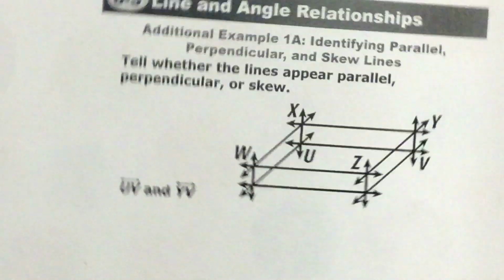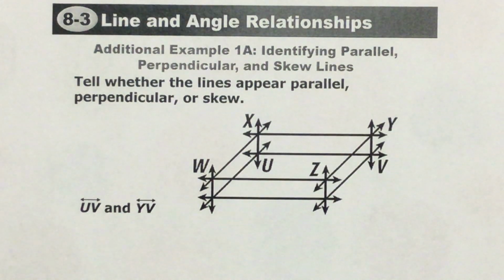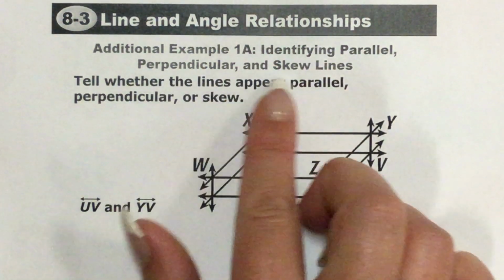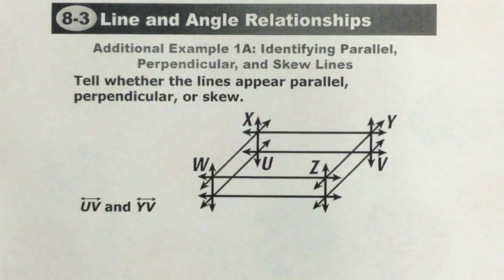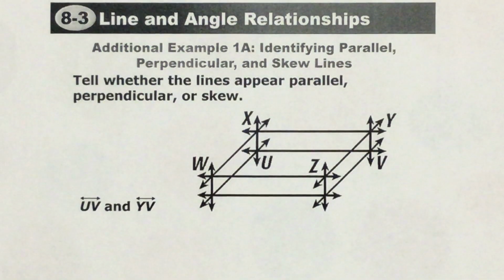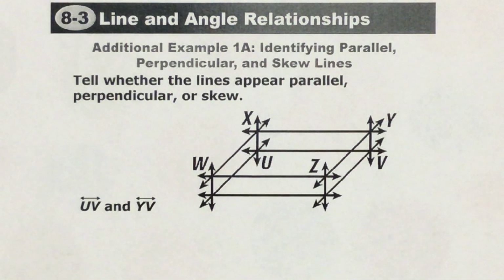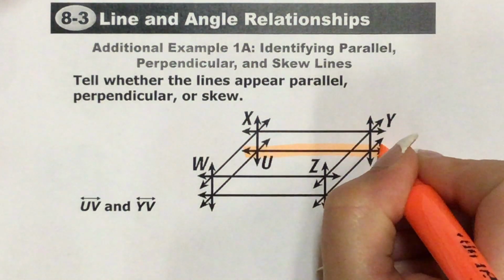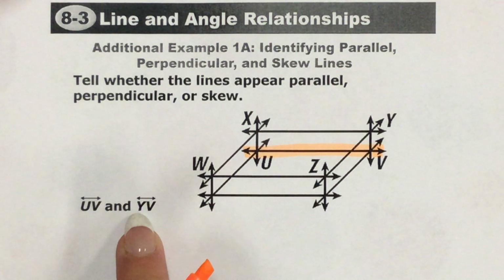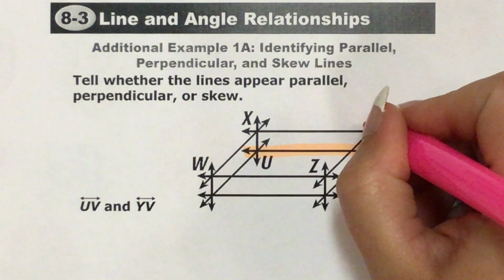So let's go on and look at what an example would look like. Example 1A, we're going to identify parallel, perpendicular, and skew lines. We're going to tell whether the lines appear parallel, perpendicular, or skew. The lines that we're going to be looking at first are lines UV. So where's UV? UV would be right here. This is UV. And line YV. YV is right here. YV.